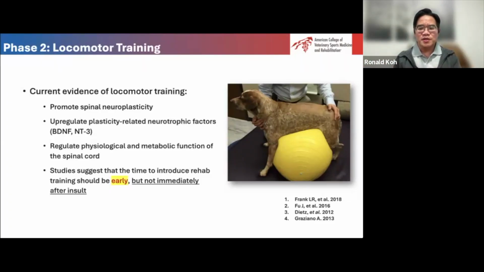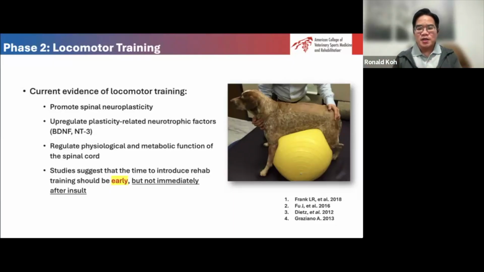It also increases neurotrophic factors like BDNF and NT3, which are very important to regenerate nerves and for nerve rewiring. Locomotor training also helps regulate the metabolic and physiological environment of the spinal cord, which might help improve nerve communication and also adaptations.